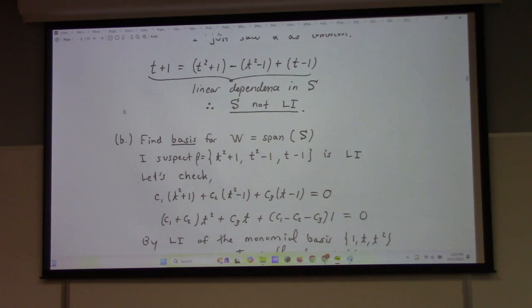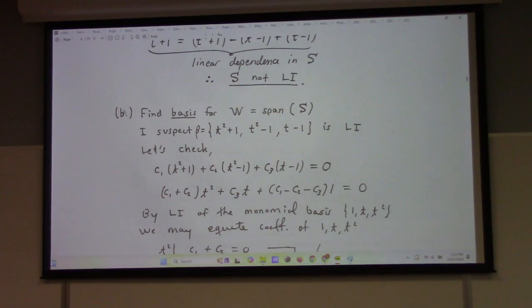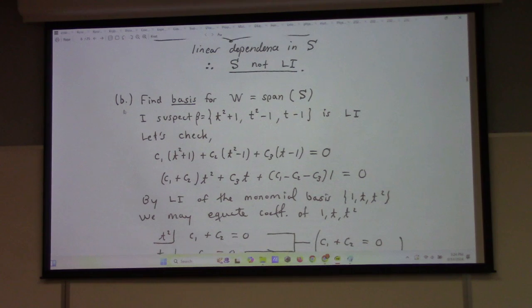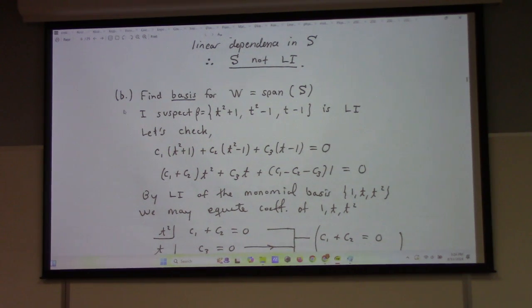Let's see here, find a basis. So to find a basis, we have to find a linearly independent spanning set. Since I know that the other vector in the 4 is a linear combination of those 3, logically I can throw it out and just keep those 3. If those 3 are linearly independent, then I've got a linearly independent spanning set because of what I already learned in part A. That was my logic here.